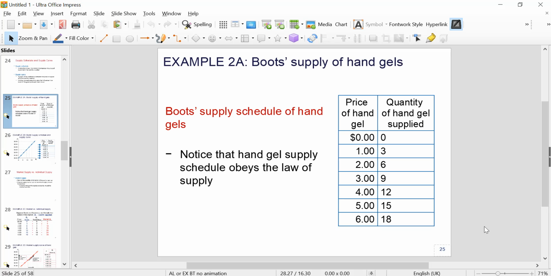Let's now look at an example of a supply schedule. This is a supply schedule for hand gels supplied by Boots, the chemists. Notice that as the prices increase, quantity supplied increases here. So it's the opposite of the demand schedule, where when the prices increased, quantity demanded decreased. So the supply schedule basically obeys the law of supply, which states that when prices rise, quantity supplied increases.